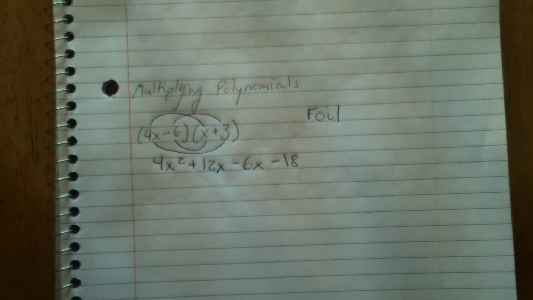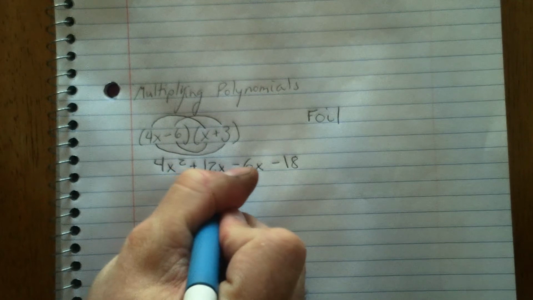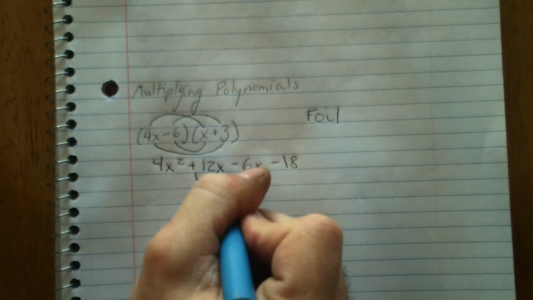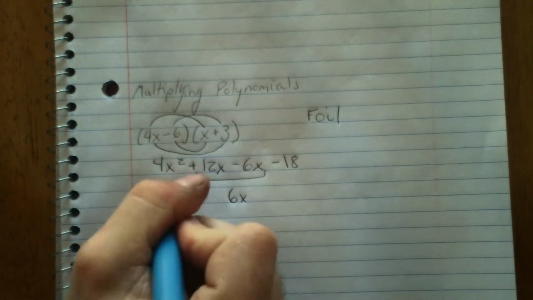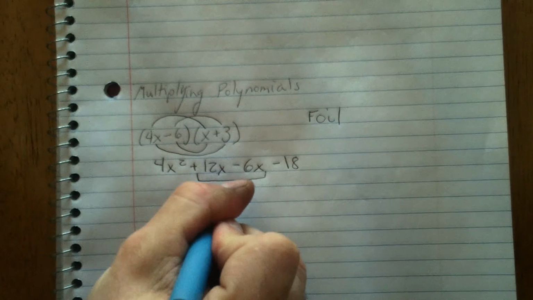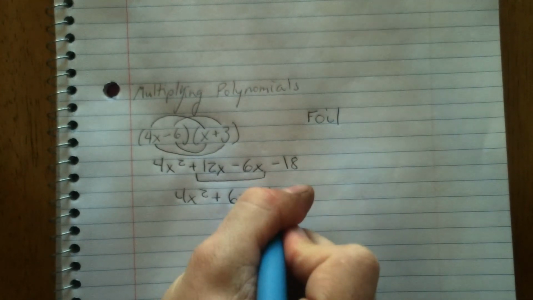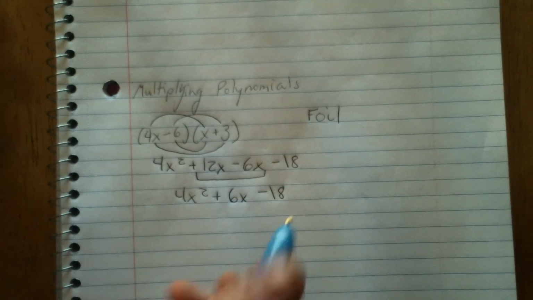And we're almost done. Notice the two middle terms are like terms, so we can actually add them together. Positive 12x minus 6x. So 12x minus 6x is just 6x. So the middle terms become 6x. Our first term is 4x squared, so we're going to bring that down. Plus 6x, and then the minus 18 is our last term. And we're going to bring that down, and that is our answer.